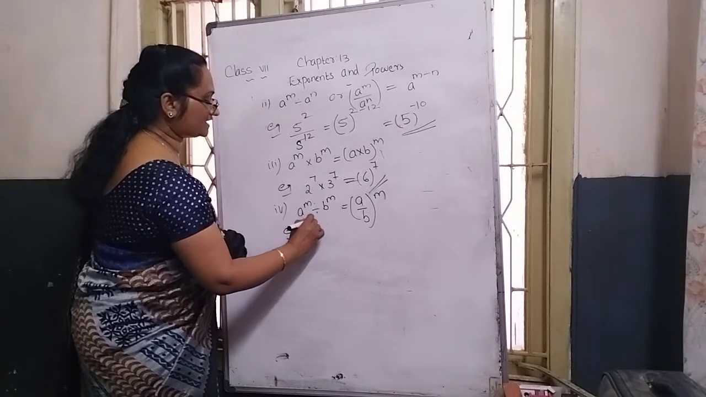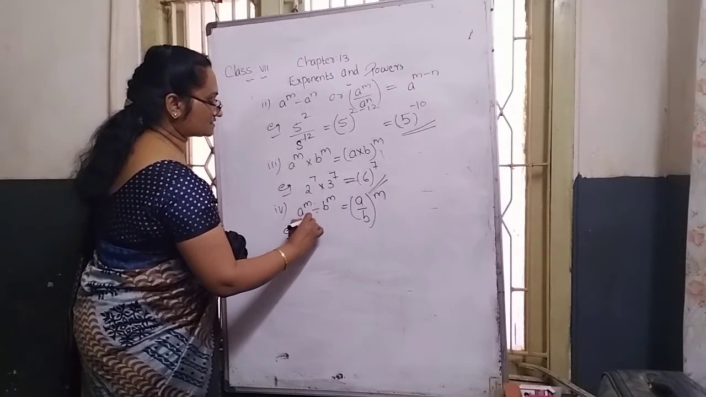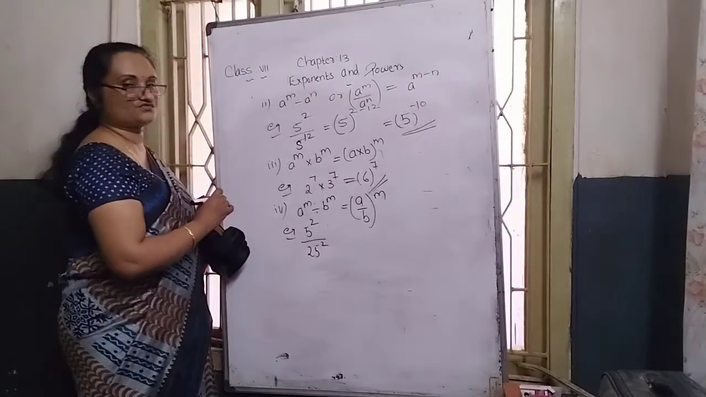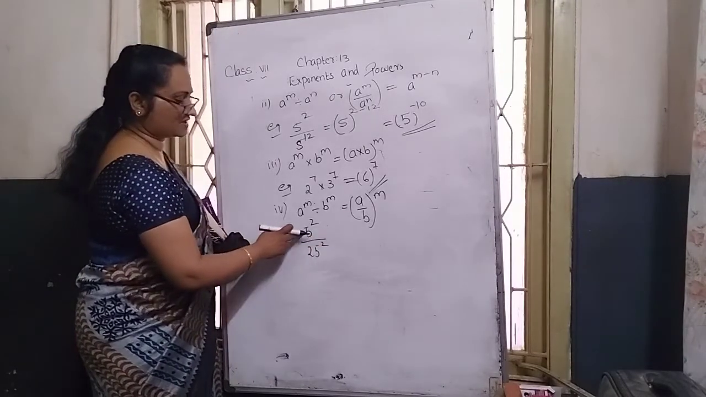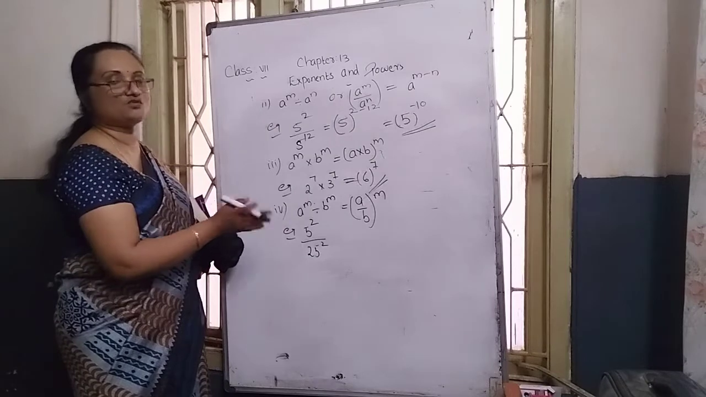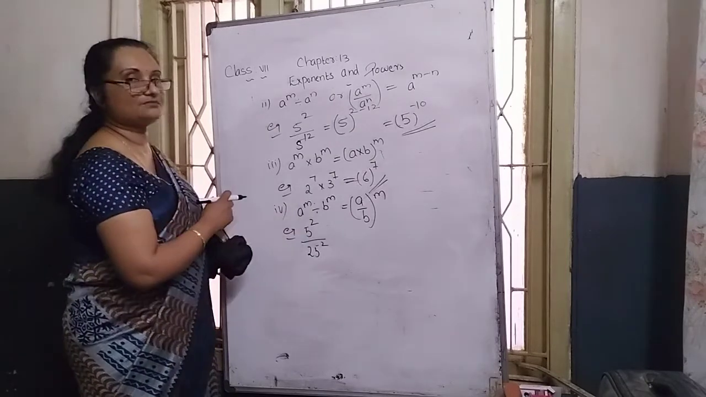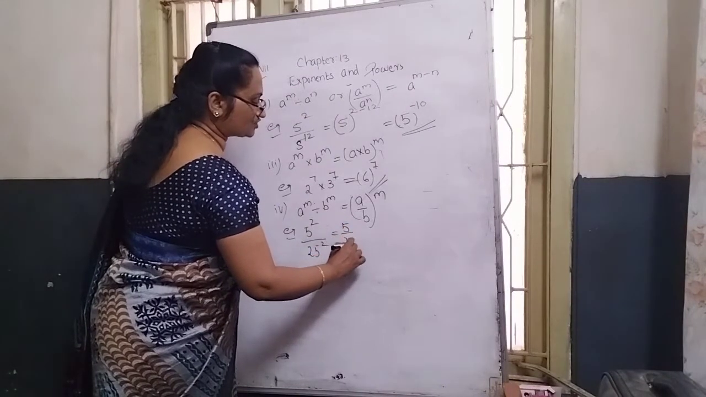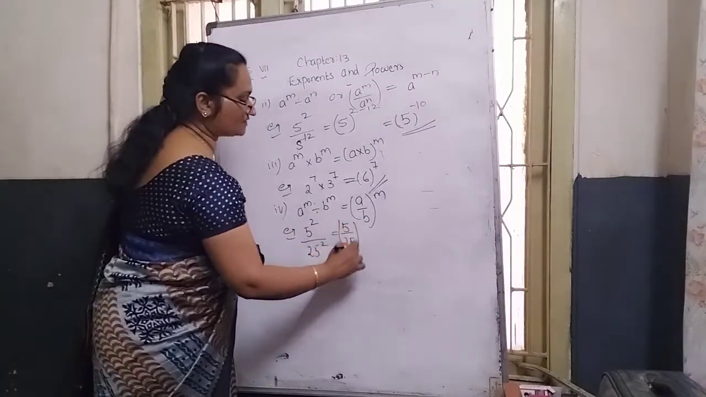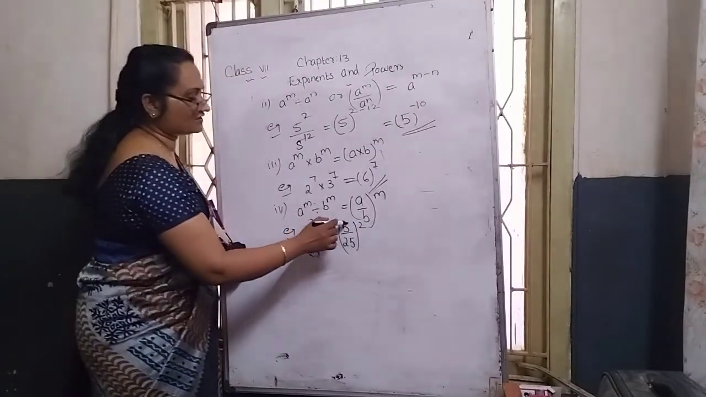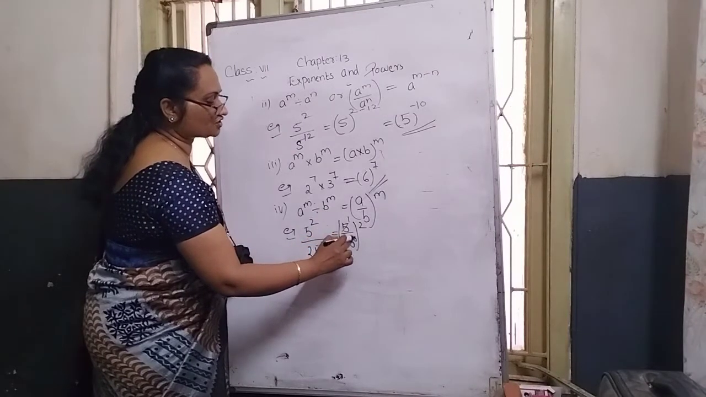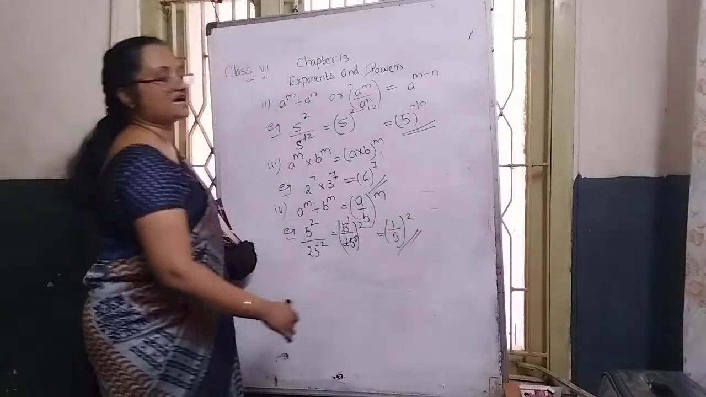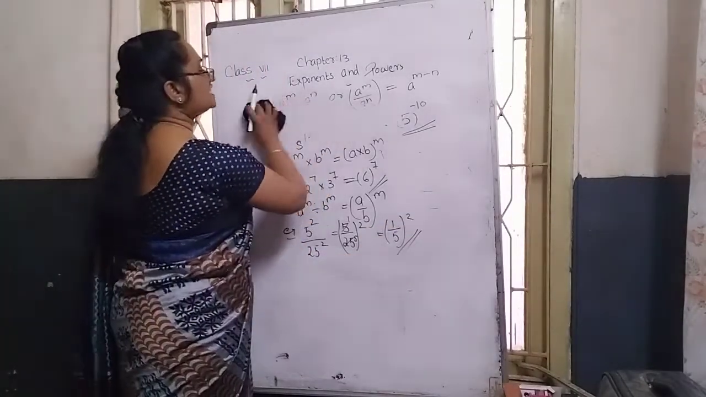Example, 5 raised to 2 divided by 25 raised to 2. See, in this way, 5 is the base, and the denominator base is 25. Both bases are different, but the powers are the same. At that time the bases are divided, 5 and 25, and the same power 2 is written commonly. 5 ones are 5, 5 fives are 25, so the final answer becomes 1 by 5 whole raised to 2. In this way we express it. This is the fourth rule.